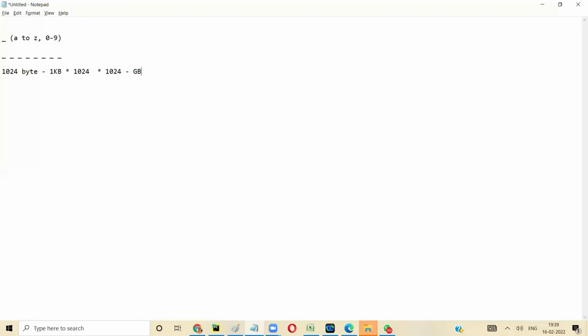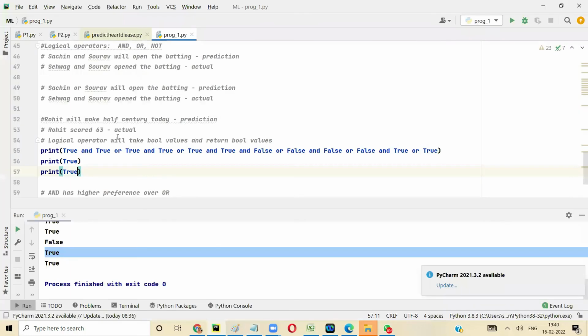Okay, so this is just good to know. And so why are we talking about this? Because now we're going to talk about what are called bitwise operators. Okay, what do we do in bitwise operators?